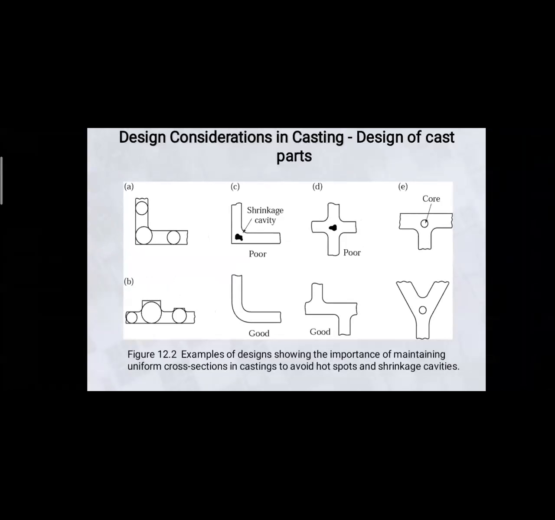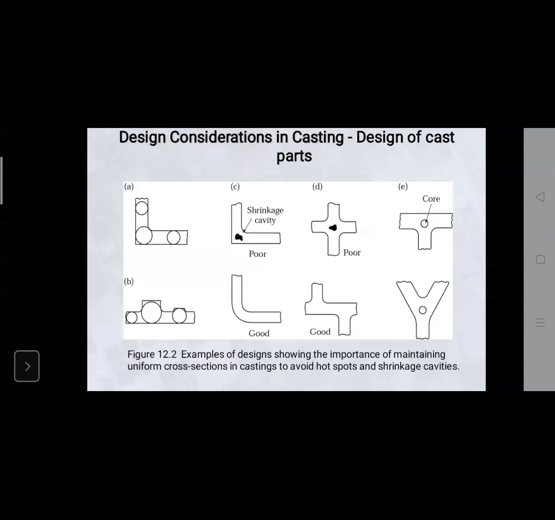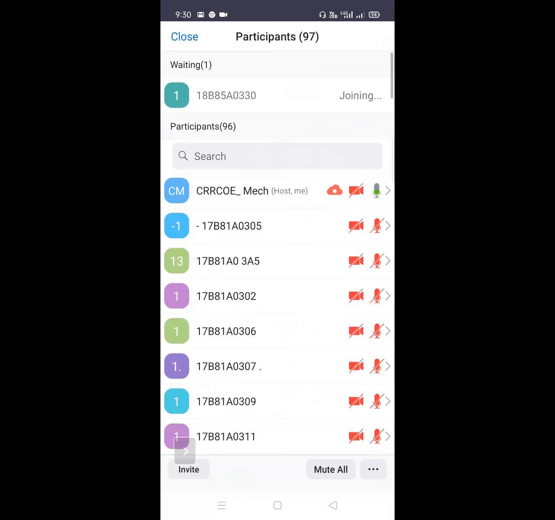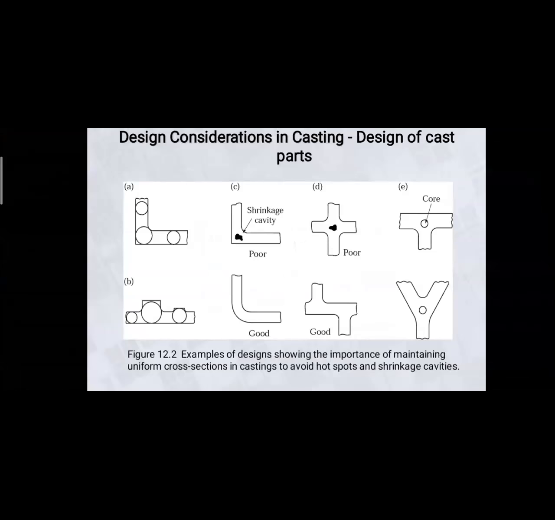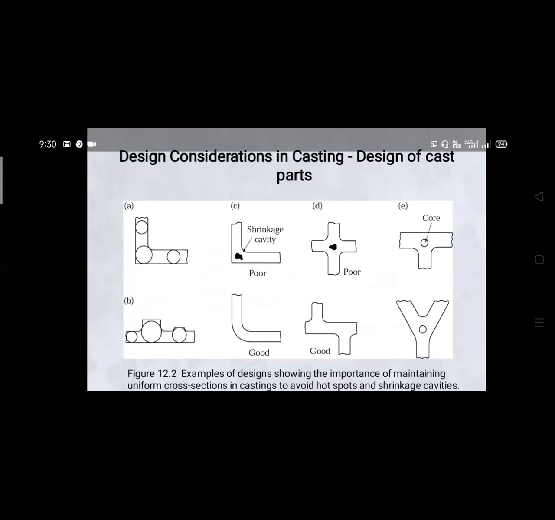Coming to the E diagram, we can see the top diagram, which is poor. Compared to this, the bottom one is correct, because in the E point the top has the core at a certain point, but the bottom is in a Y direction, which is somewhat smoother. So these are examples of designs showing the importance of maintaining uniform cross sections in a casting to avoid hot spots and shrinkage cavities.